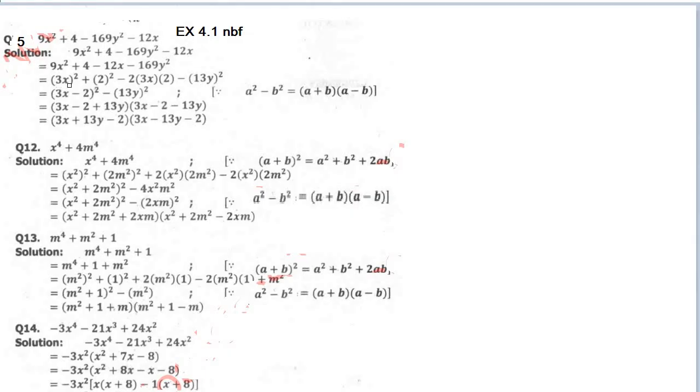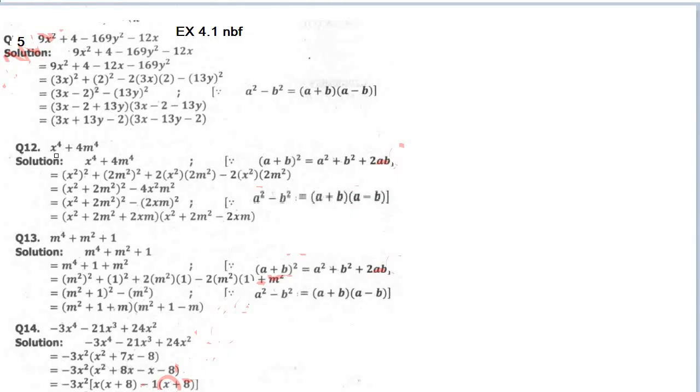Now this will become whole square of 3x minus 2, because there is a minus in the center, minus 13y whole square. Now you can use the formula a square minus b square. You have a as 3x minus 2 and b as 13y. So a plus b is 3x minus 2 plus 13y, and a minus b is 3x minus 2 minus 13y. So this is your factor.